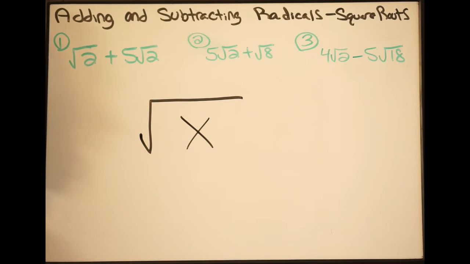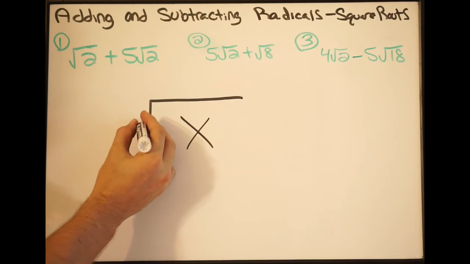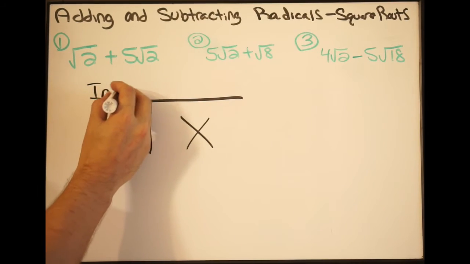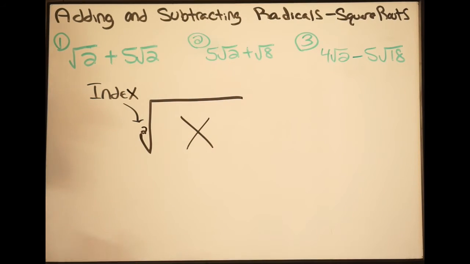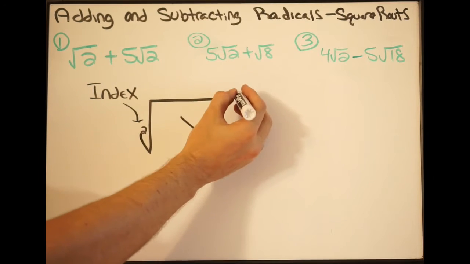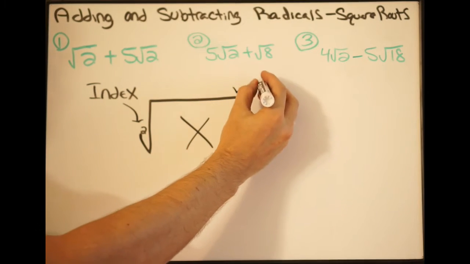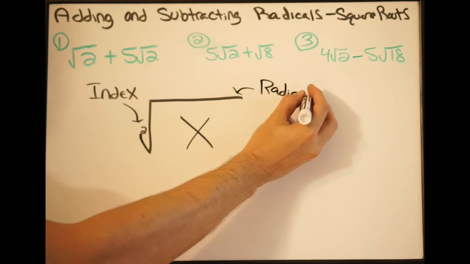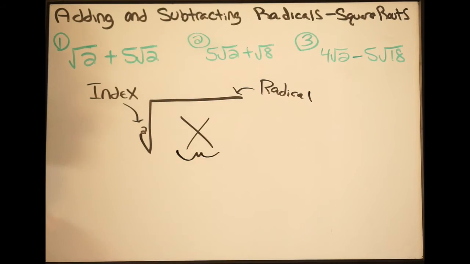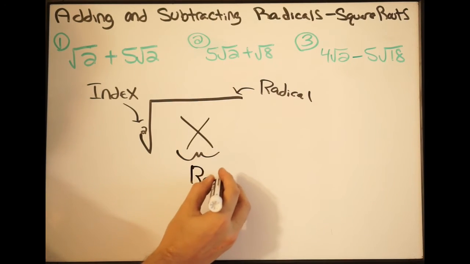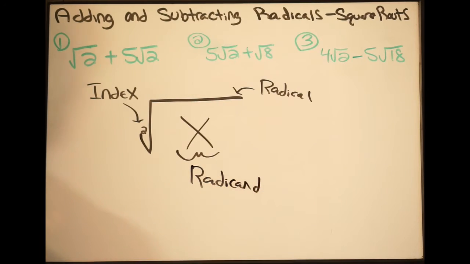So just labeling the parts of a radical, this part right here is called our index. And when you're dealing with a square root, they don't write it in, but there is actually a 2 here. Okay, so that's called our index. Then our check mark, this part right here, is called our radical. That's our radical symbol. And then the part underneath our radical, which in this case would be x, we call our radicand. Okay, so there are 3 parts to our radical. We have our index, our radical, and our radicand. All right, that's going to be important to know as we move forward here.